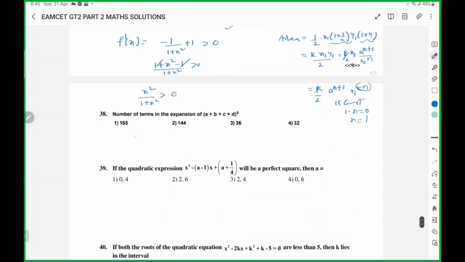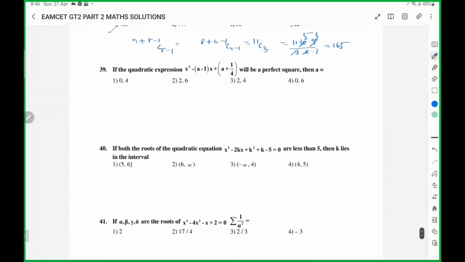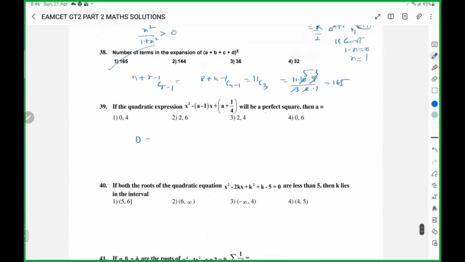Here the number of terms in the expansion is n plus r minus 1 C r. That is 8 plus 4 minus 1 C 4, which is 12 minus 1, 11 C 3. 11 times 10 times 9 by 3 times 2 is 15 into 11, which is 165.